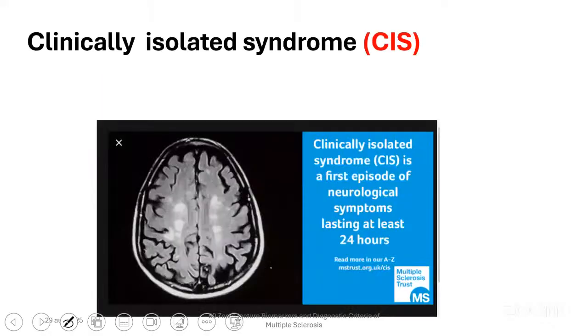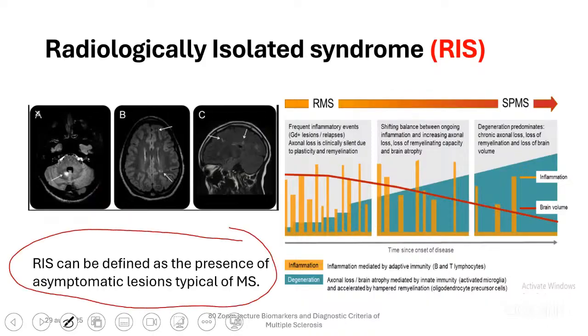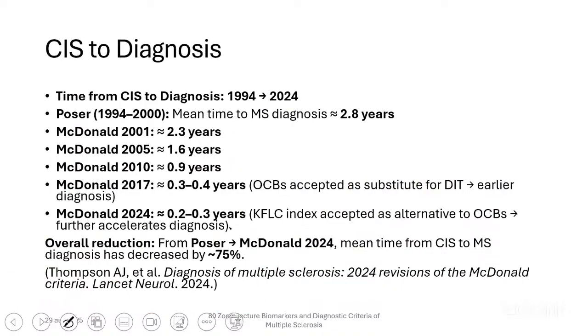The clinically isolated syndrome is the first episode of neurological symptoms lasting at least 24 hours. This is different from radiologically isolated syndrome. Clinically isolated syndrome is defined like this. So RIS can be defined as the presence of asymptomatic lesions typical of MS. So one is clinically isolated syndrome, the other one is radiologically isolated syndrome. As you have seen in this graph already, the inflammation goes on, leading to degeneration.